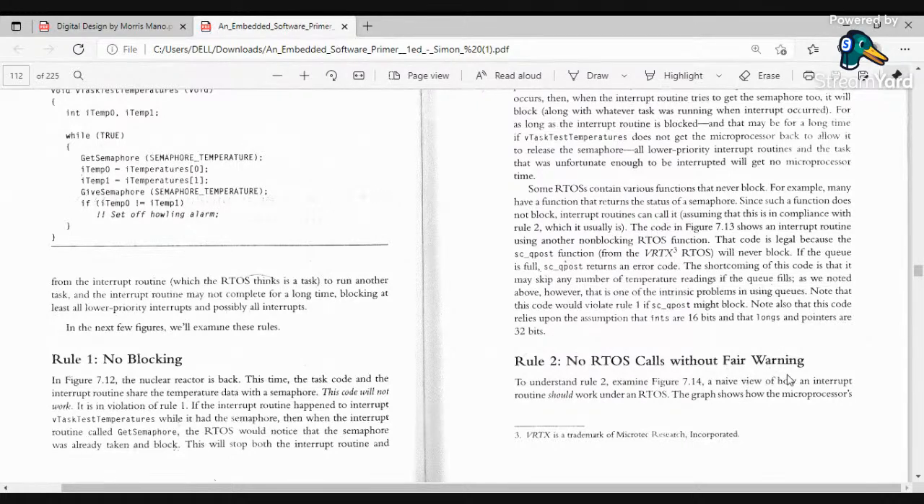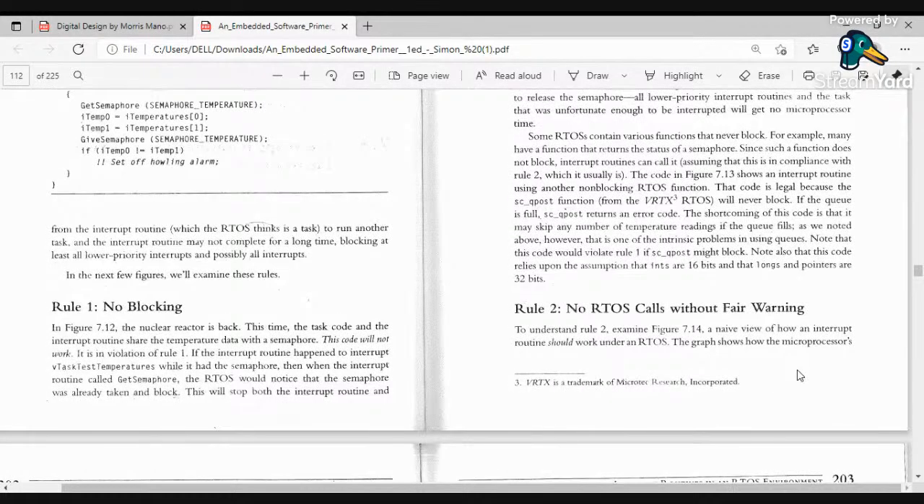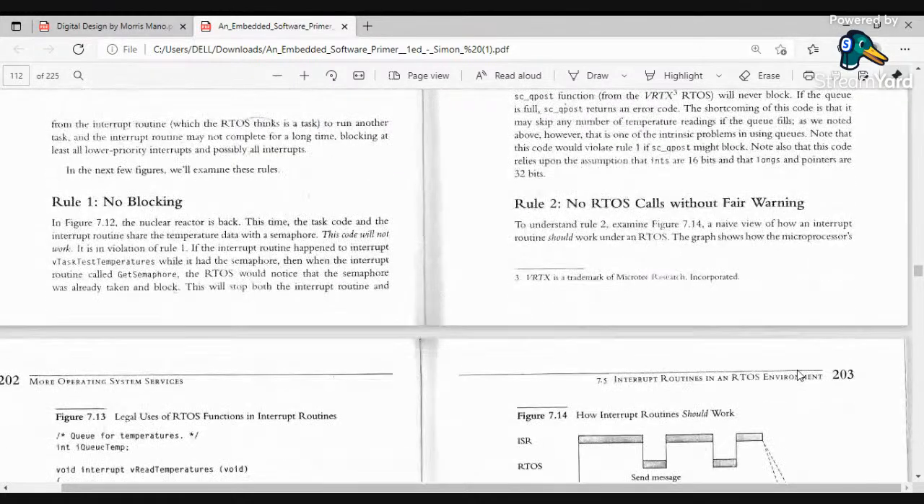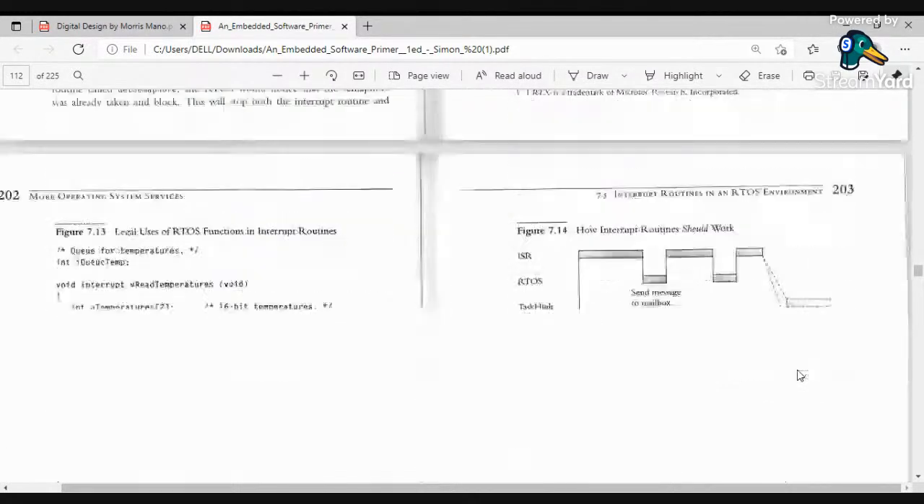No RTOS calls without fair warning. Simply, it says that if you proceed with this process, it might get blocked. Generally, when we use some software or go through some websites, we get a warning sign that if you continue in this process, it may lead to some kind of interruption or mismatch.